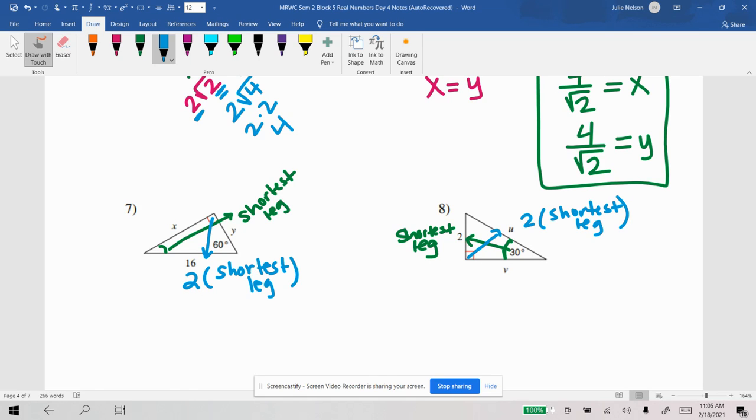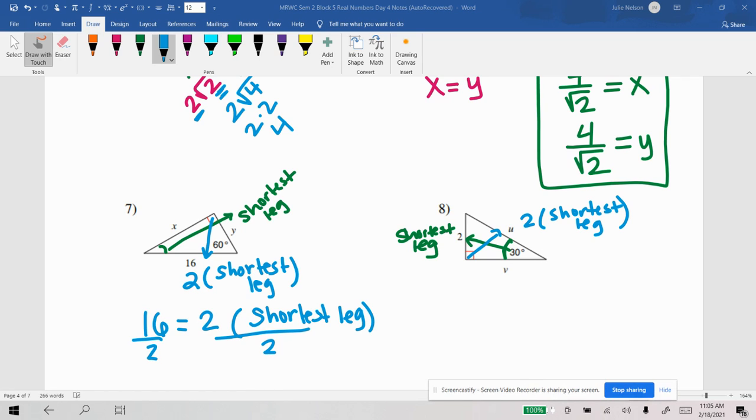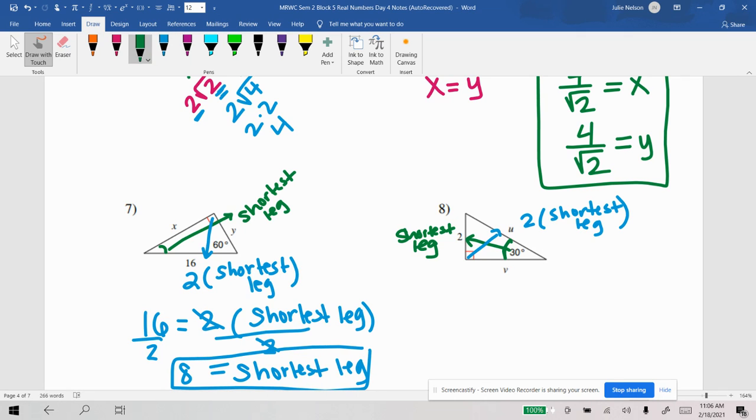So let's see if we can find some information. Let's go back and look at number 7. Well, if 16 is 2 times the shortest leg, then if I divide by 2, the shortest leg must equal 8. So I'm going to replace the shortest leg side, which happens to be y, with the number 8.